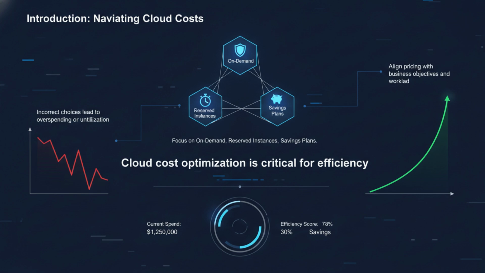We'll explore the three primary models offered by major cloud providers like AWS, Azure, and GCP: on-demand, reserved instances, and savings plans. Understanding their nuances is key to making informed decisions that align with your business objectives and workload characteristics. Our goal is to equip you with the knowledge to select the most cost-effective strategy for your specific needs, ultimately driving greater financial efficiency for your cloud deployments.